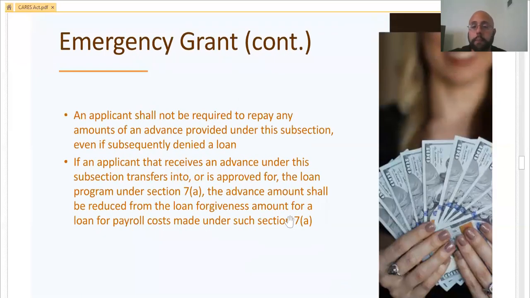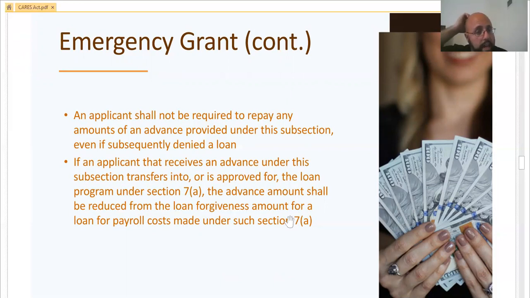Now, two important issues. You cannot use it to repay any amounts that were advanced under the subsection. If you get denied the loan, you could still technically get the grant. So even if you get denied a loan, you may still get the advance, and that's perfectly fine.